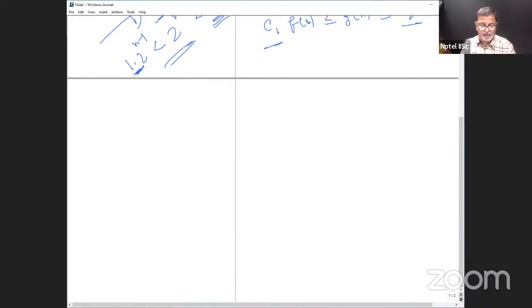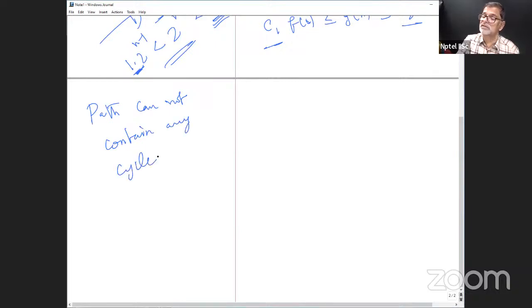Log n, that is also answered. I have a question. Can we never have a cycle in the path? Yeah, a path cannot contain any cycle. Okay. We can never have a cycle, even if the graph contains a cycle which has positive weight.